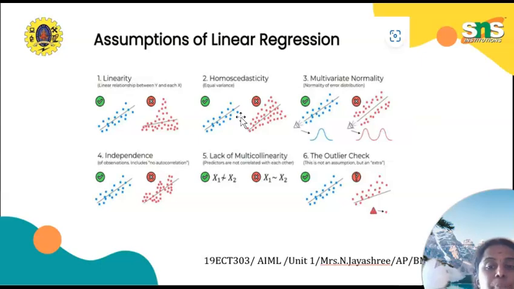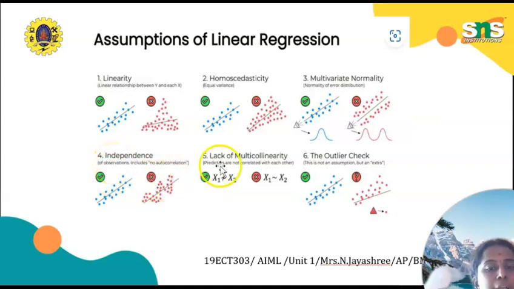Next, number three, multivariate normality. Normality of the error distribution is shown by a single peak at 0, with the curve coming back to the original position. That is multivariate normality. If it is wrong, it is indicated by a double peak. Next, number four, independence. This is the independence of data: observations include no autocorrelation. That is, the data points are independent of each other.